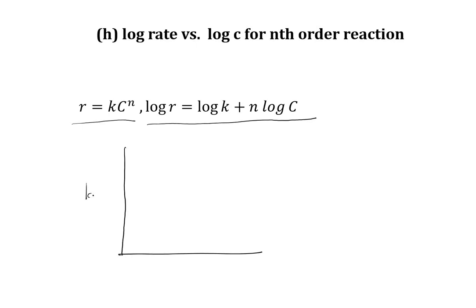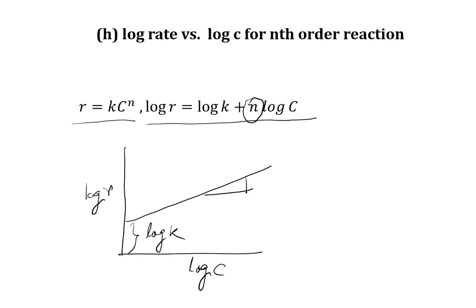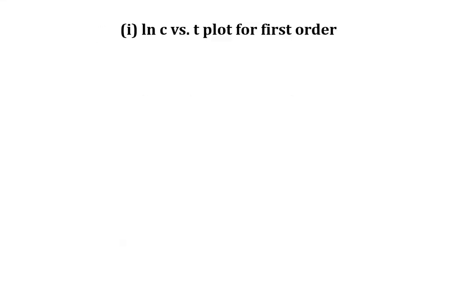If you plot log r on the y-axis, and log c, the concentration at the time, on the x-axis, it's a straight line, a y equal to mx plus c kind of equation, with an intercept of log k. And what is the slope in this case? It is n log c, so n is the slope. We usually call the slope m, so the slope is actually the order n. Okay, so let us go for the next question.